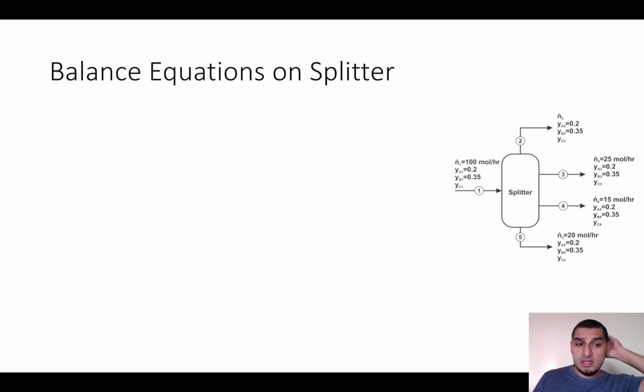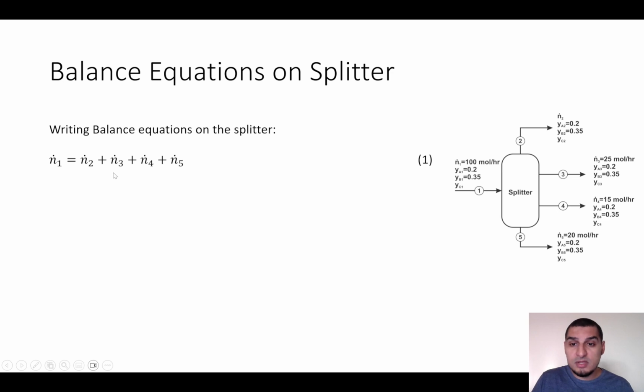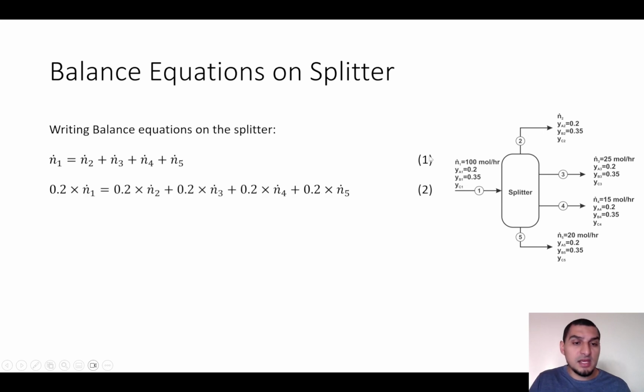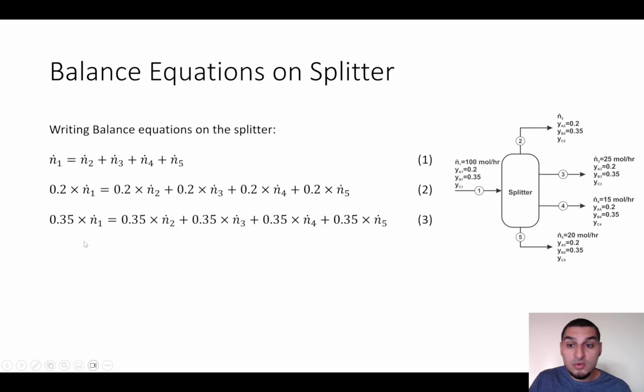If you look at the equations that we can write, the total balance is n1 equals n2 plus 3 plus 4 plus 5. If you do the balance on A, it's going to be A in stream 1 equals A in streams 2, 3, 4, and 5, which is the mole fraction of A in stream 1 times the molar flow rate of stream 1, and the same for the other streams. And the same for component B.